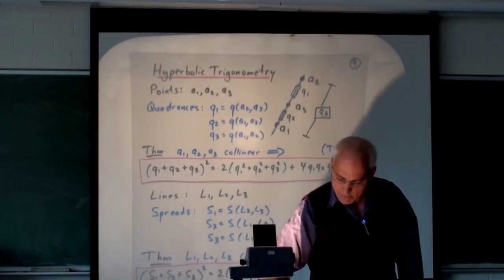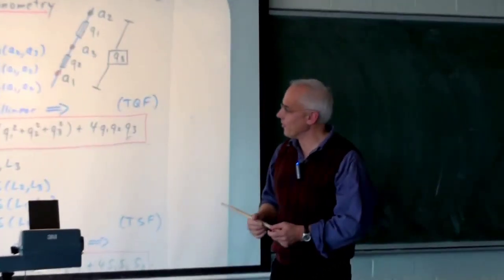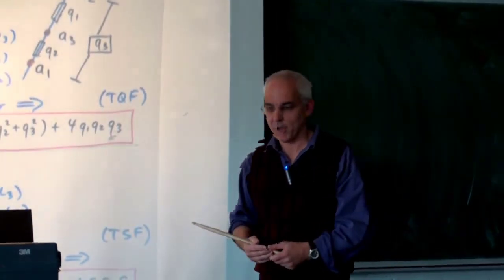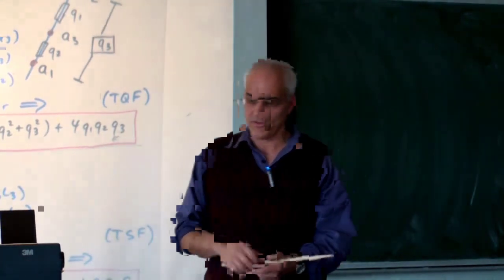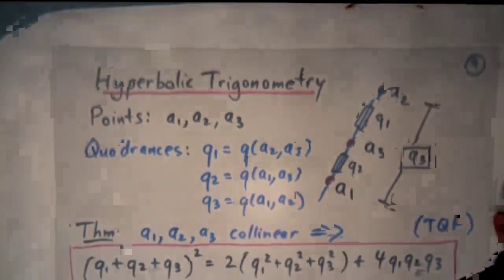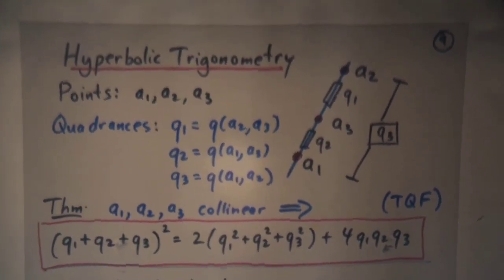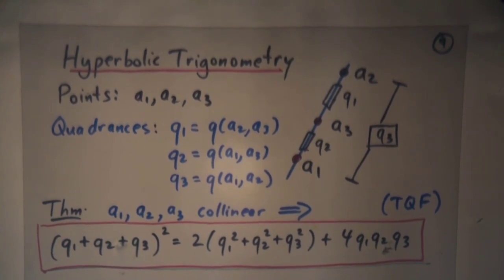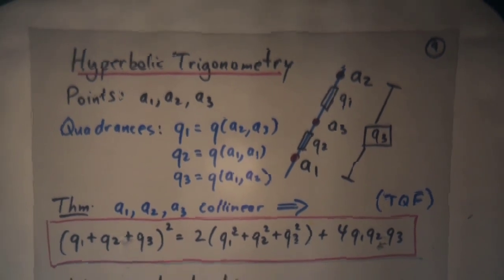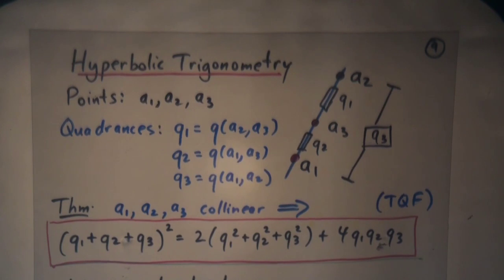All right, so now we can do hyperbolic trigonometry. We can replace all the formulas, or most of the formulas, in the classical books on hyperbolic trigonometry with new formulas involving quadrance and spread. And they are much easier to compute with because you can work with pencil and paper, although a computer doesn't hurt. So the first two results are linear ones. Suppose we have three points, A1, A2, and A3, which are collinear. That means they lie on a line.